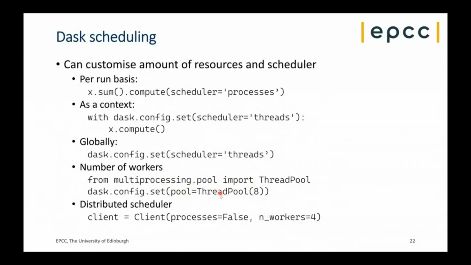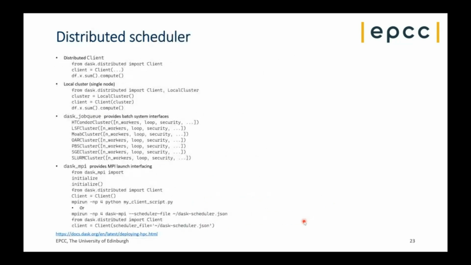So you can either specify a particular kind of thread pool like this at the beginning of the program, say my thread pool is 8 and I want 8 workers, or you could do that with a context like this. Or if you're using the distributed scheduler, you can specify the number of workers you want when you create it. So you can control how many workers you want in Python.